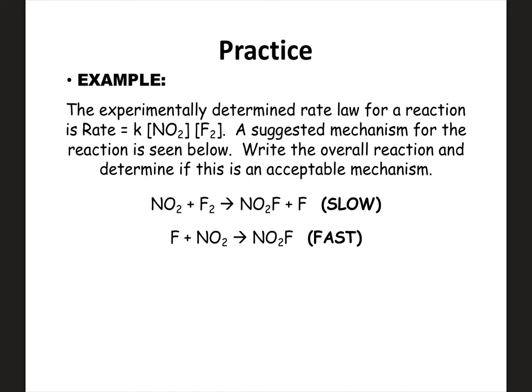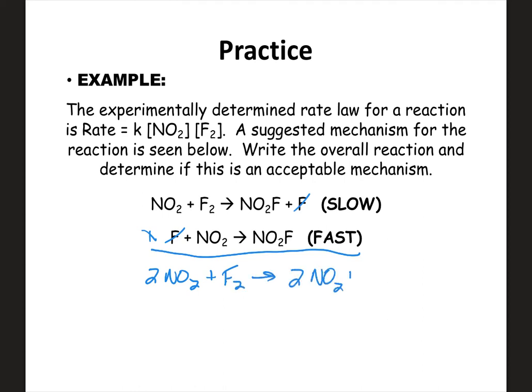The first thing we need to do, if we're writing the overall reaction, is add these up. Remember, anything on opposite sides of the arrows in different elementary steps could cancel. I see that F is present on opposite sides in each of the steps, so that's going to cancel. It doesn't look like anything else is the same. So when I add these up, realize that I have two NO2s on the left side. So it's going to be 2 NO2 plus F2 going to 2 NO2F. If I check this, it should all be balanced. That would be the overall equation.